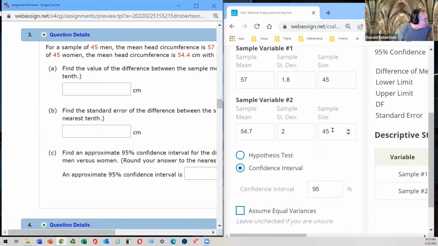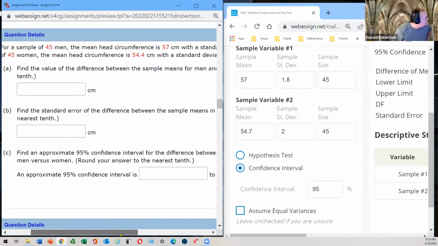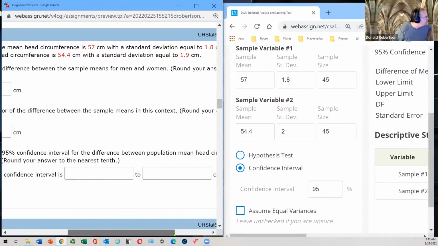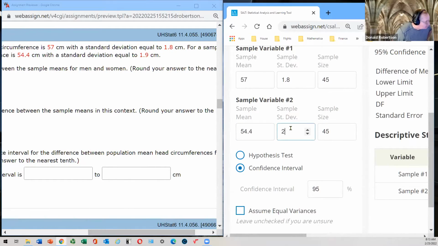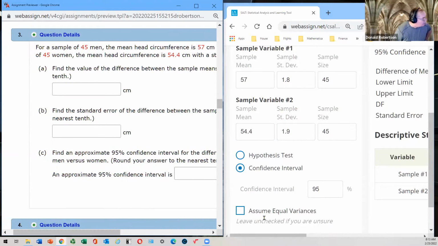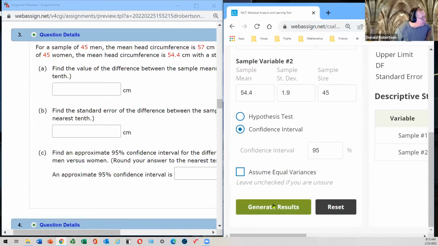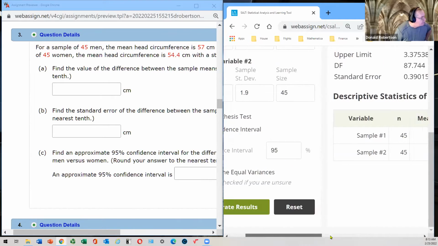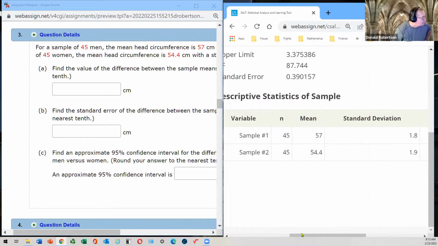45 women. Okay, it's already here. What else do we know? 54.4. And standard deviation for the women, 1.9. I should be able to just go down here, generate results, and then see what we have.